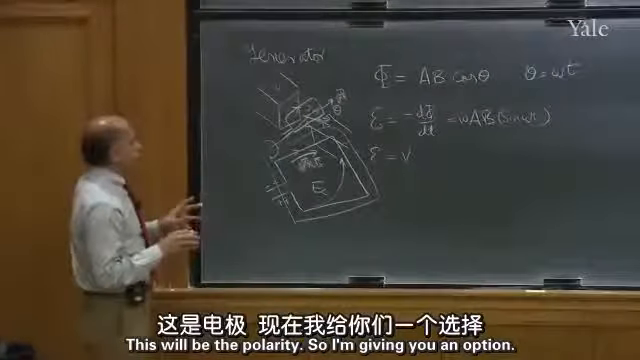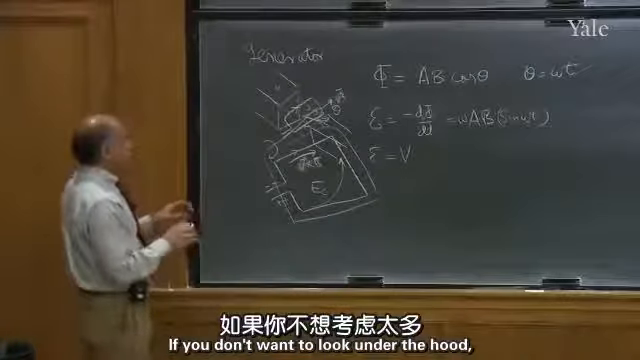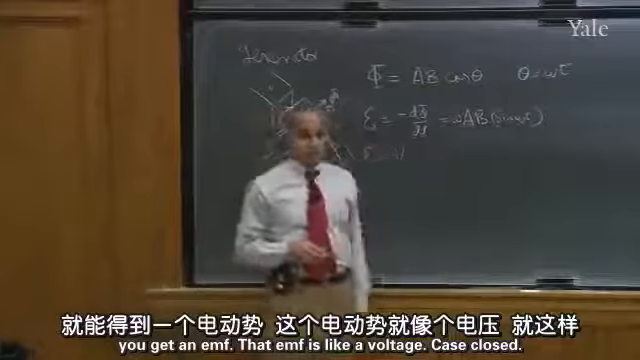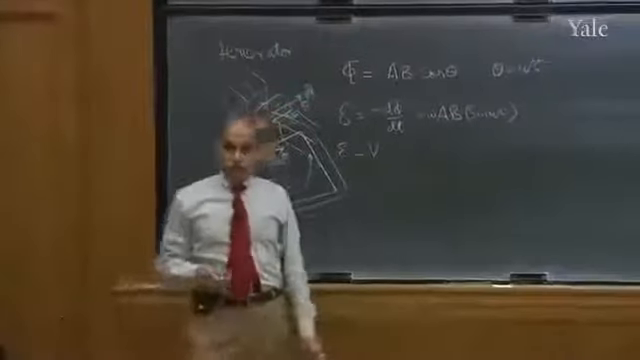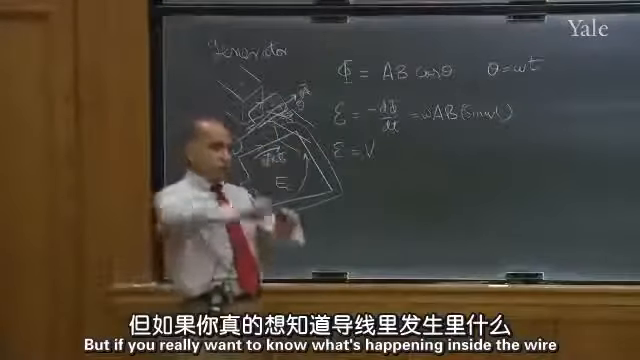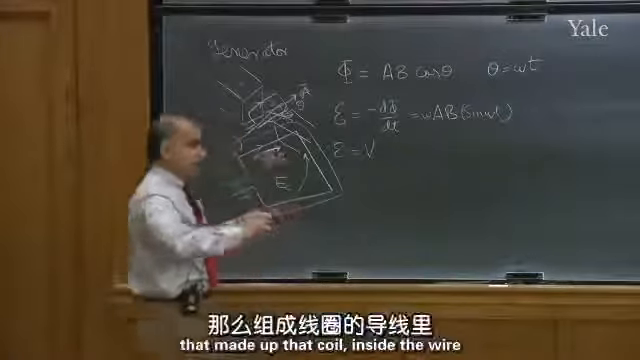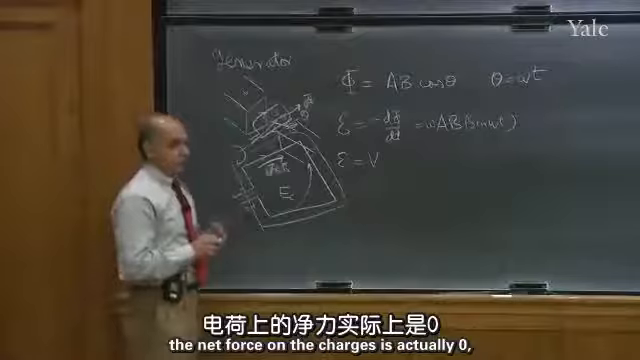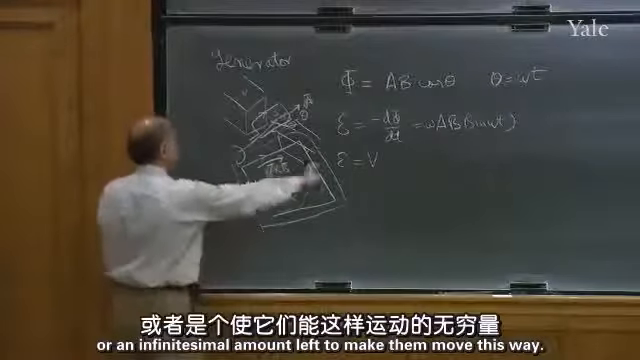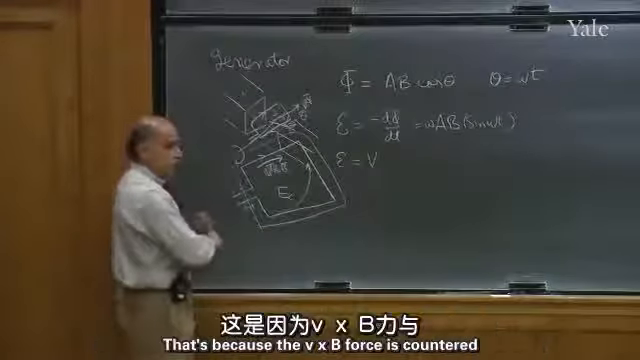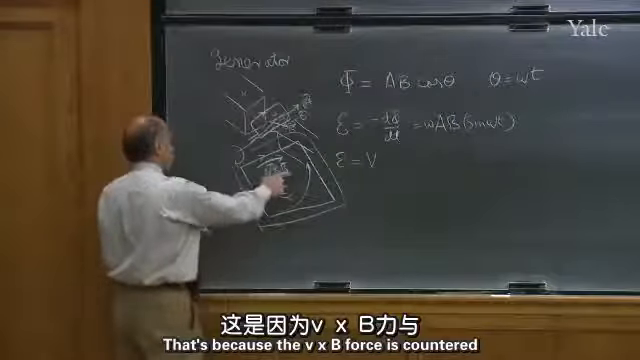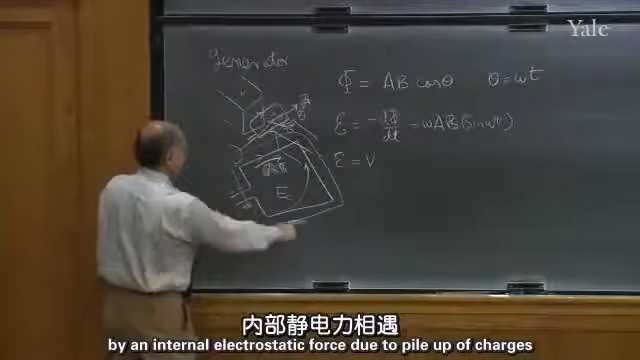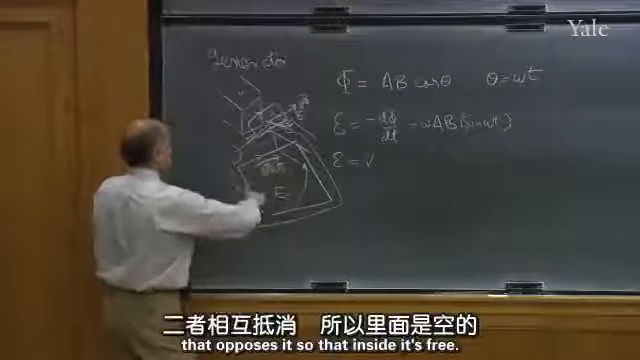So I'm giving you an option. If you don't want to look under the hood, you simply say whenever you rotate a coil, you get that EMF. That EMF is like a voltage. Case closed. But if you really want to know what's happening inside the wire that made up that coil, inside the wire, the net force on charges is actually 0, or an infinitesimal amount left to make them move this way. That's because the V cross B force is countered by an internal electrostatic force due to pileup of charges that opposes it, so that inside it's free.